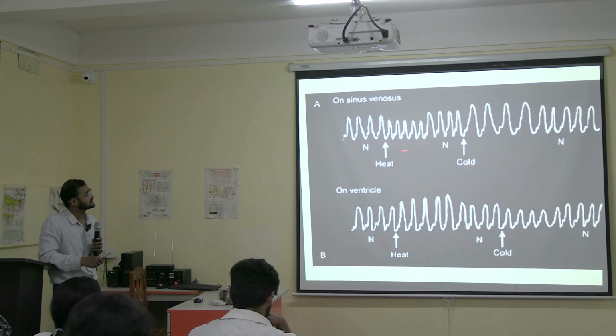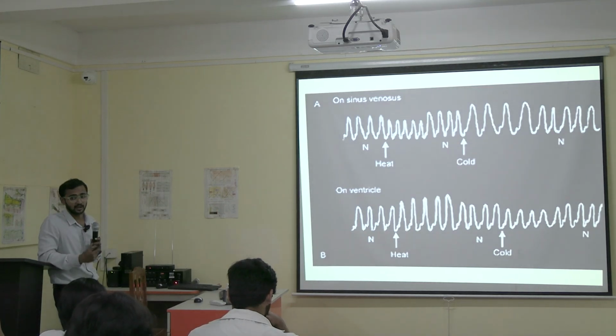Okay, so what is happening when we are pouring the lactate Ringer's solution drop by drop on the cardiac muscle? What is happening here? There will be positive chronotropic and inotropic effect.